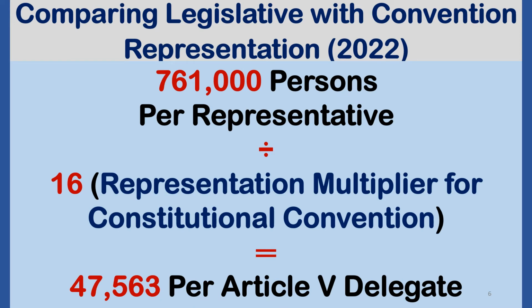number a representation multiplier. So we take today's ratio of representation in the House of Representatives, 761,000, we divide it by 16, and that gives us a number just a little bit above 47,500. That would be an adjustment that you would make with today's numbers going into convention. You would need to have each Article 5 delegate at the convention for proposing amendments representing about 47,500 people. But that's not the end of the story.